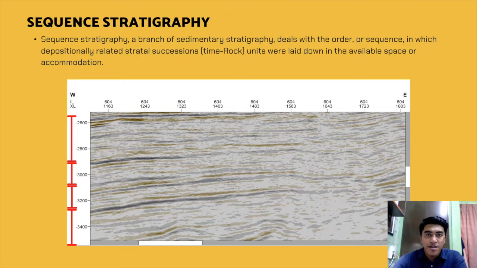The next finding is sequence stratigraphy. Sequence stratigraphy is a branch of sedimentary stratigraphy which mainly deals with the order or sequence related to strata succession in time versus rock units. As you can see in the picture, there are four sequences: sequence 1, sequence 2, sequence 3, and sequence 4, and it continues with the next sequence if there are others.